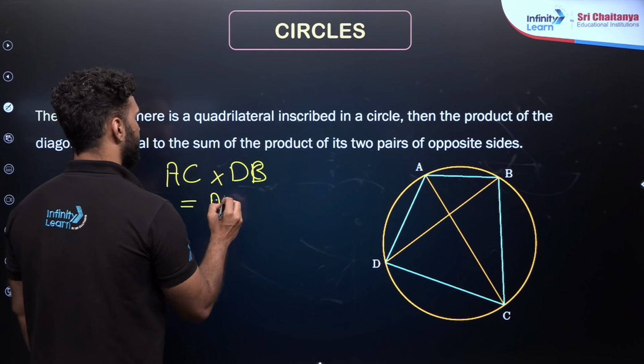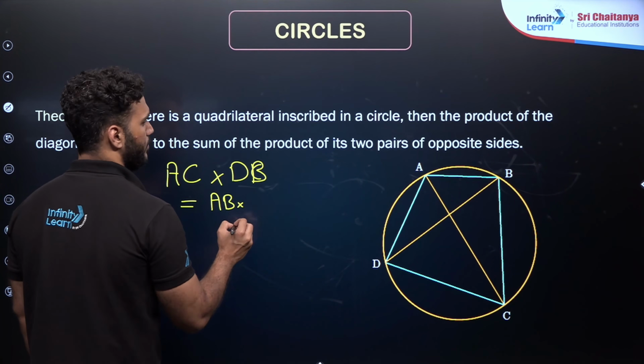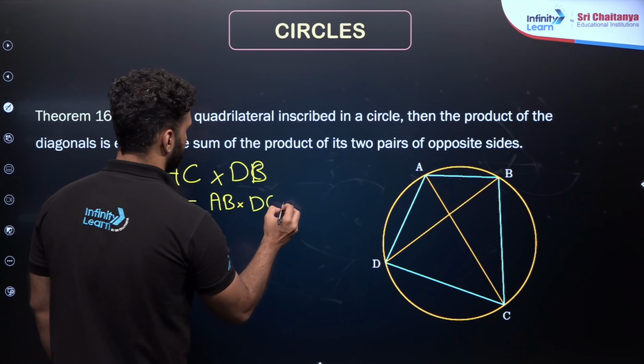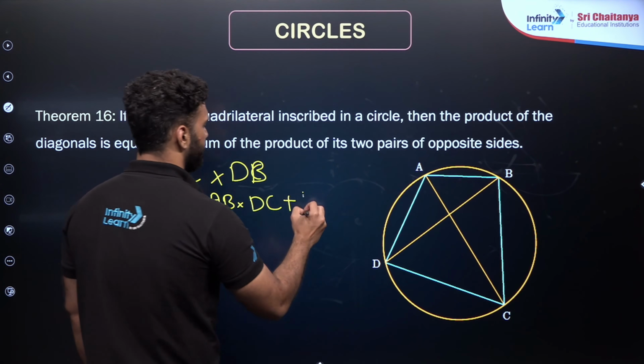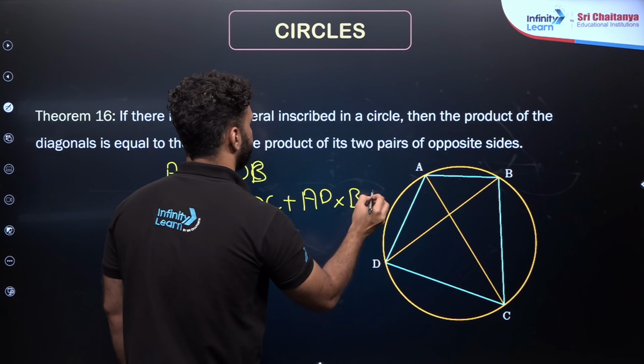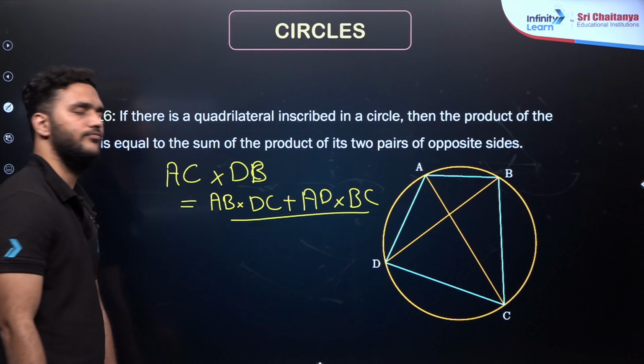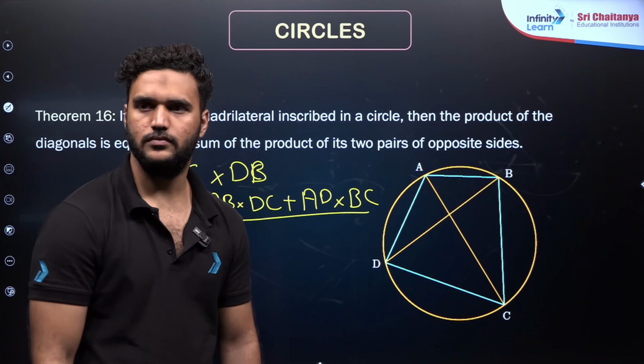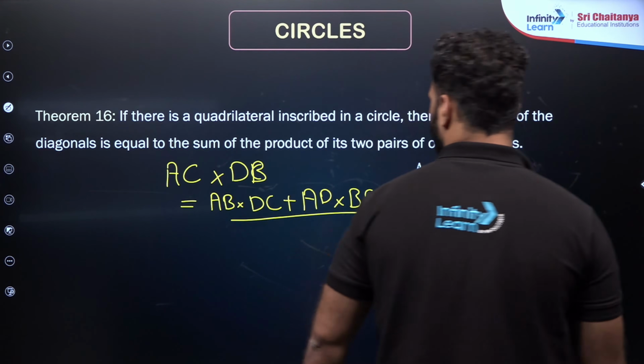AB, what is the opposite side of AB? DC. Plus, let's take AD, what is the opposite side? BC. That's it. Okay, so this is the property.